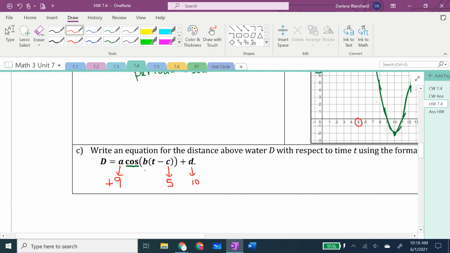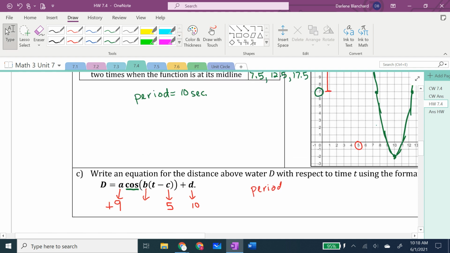The only number I need now is my B. And to find B, I want to look at what is the actual period of this graph. And I already found that that was 10 seconds. I want to set that number equal to 2 pi divided by B, the length of a full cycle divided by the number we multiply by. So I'm going to multiply B over to the left and divide by 10. And that reduces to pi over 5.